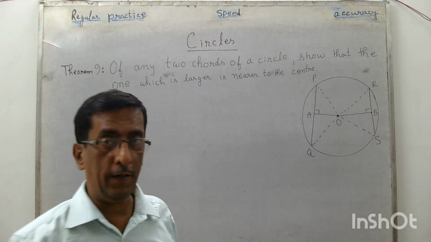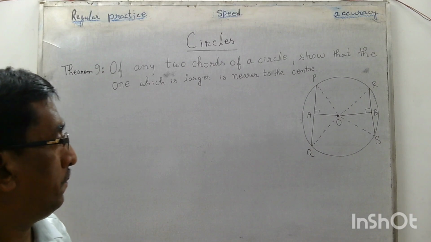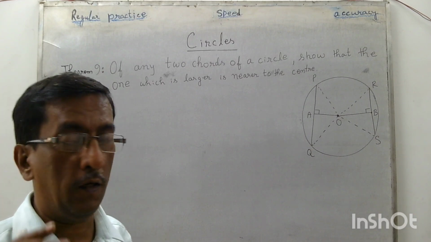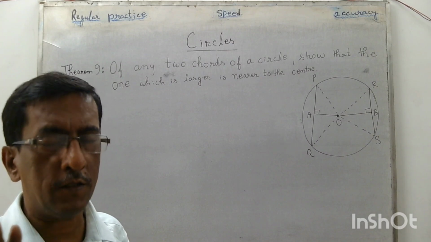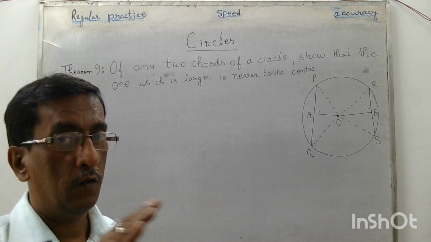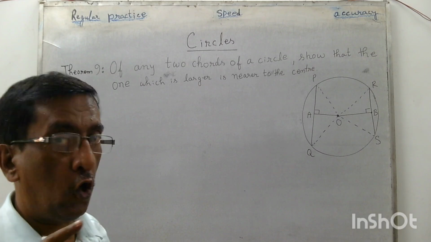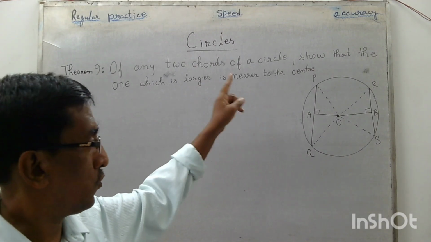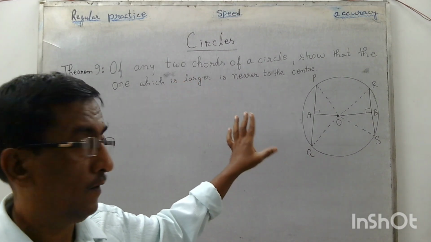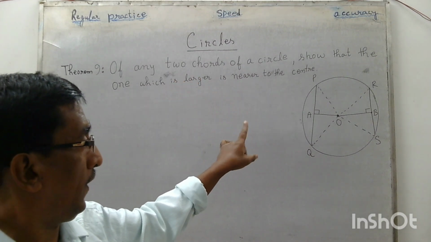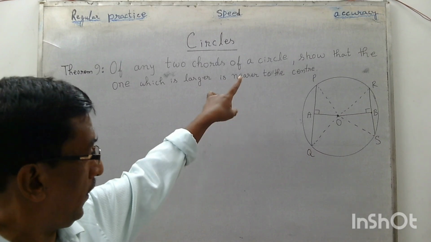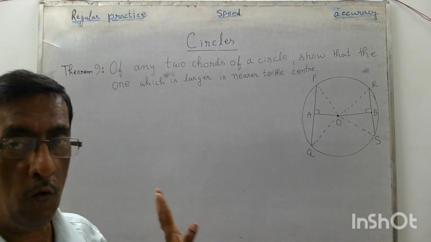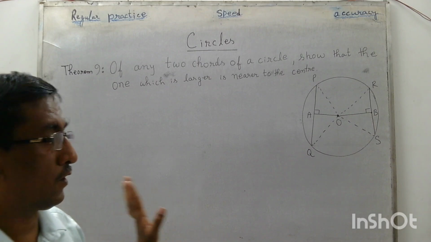We know that when a line is drawn from a point to a line segment, the shortest distance is the perpendicular. So we will assume that OA is perpendicular and OB is perpendicular. That means OA is perpendicular to PQ and OB is perpendicular to RS. ये हम लोग पहले assume कर लेंगे. Otherwise we cannot prove.